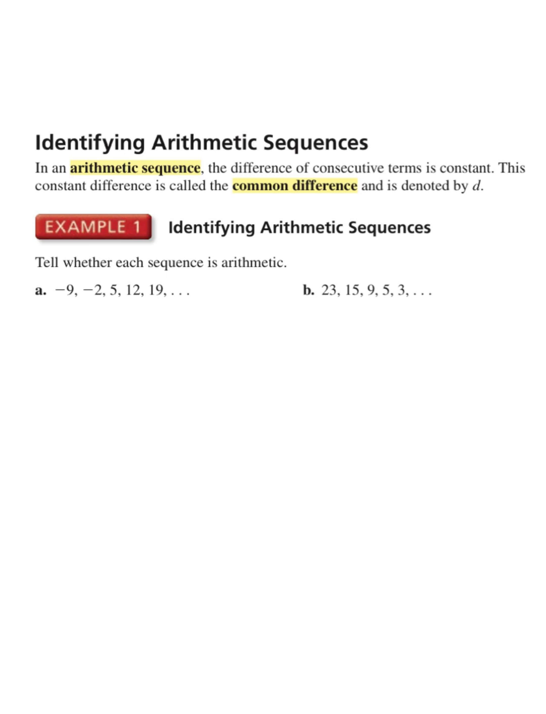So let's go over A and B to go over the example. So from negative 9 to negative 2, that is a difference of plus 7. Now from negative 2, if we were to add 7, we land at 5. If we were to add 7, we end up at 12. And if we add 7 to 12, we end up at 19. So A is an arithmetic sequence. It has a common difference of 7.